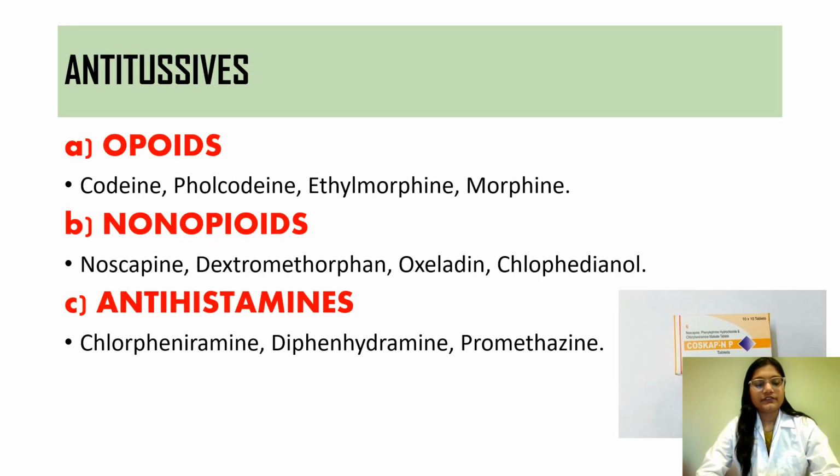So the next classification of the drugs for cough include antitussives. The types are opioids, non-opioids, and antihistamine. The opioids include drugs such as codeine, folcodeine, ethyl morphine, and morphine. And the non-opioids include noscapine, dextromethorphan, oxeladin, and clofedianol. And antihistamines include chlorpheniramine and diphenhydramine and promethazine.